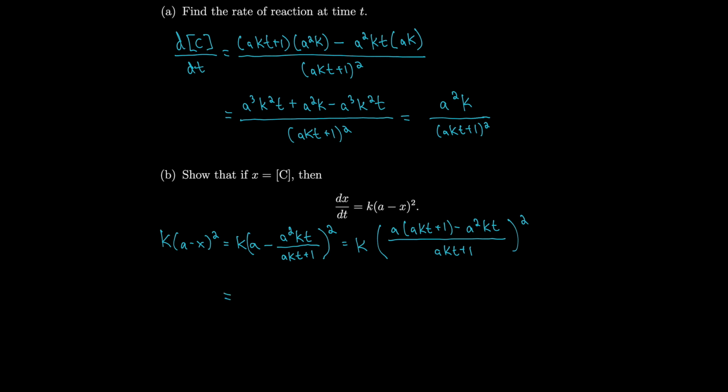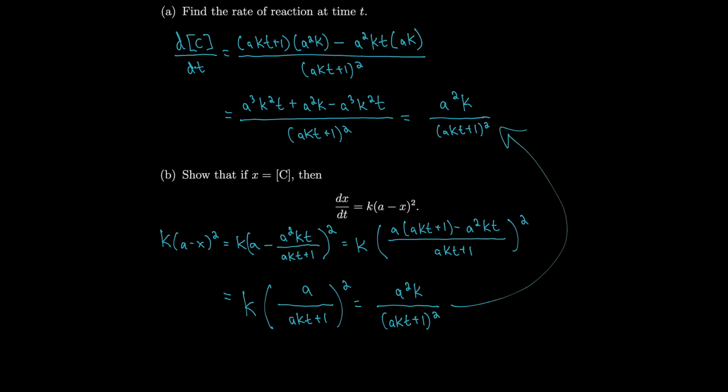Okay, so that's kind of cool. We have a times akt, so this is a squared kt, and then this is a squared kt, so those will subtract and cancel. So we just have the a times 1, so all we are left with is k times a over (akt + 1). So that means that when we square everything, we get a squared k in the numerator, and in the denominator we get (akt + 1) squared. Oh, cool, so it does match. Not bad. So that is equal to dx/dt.